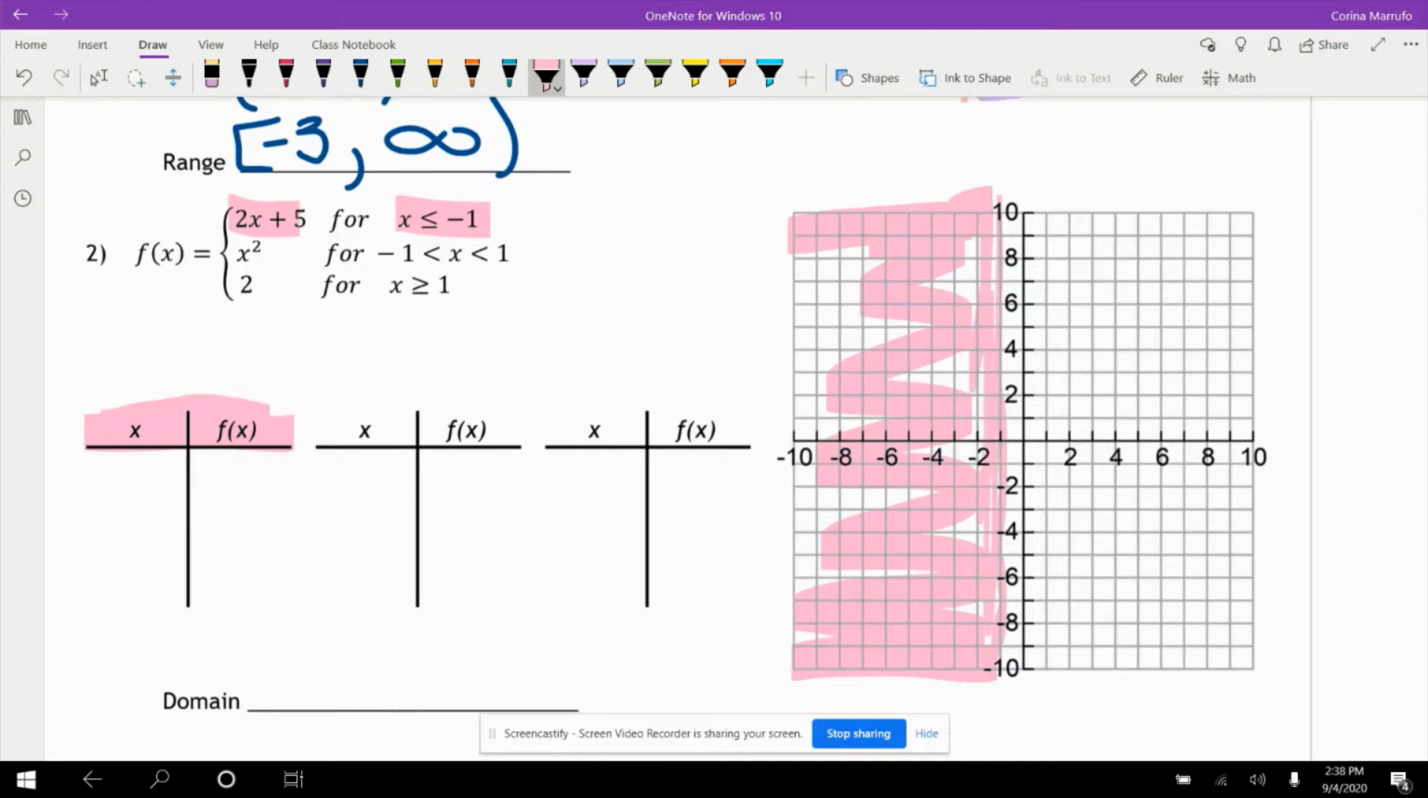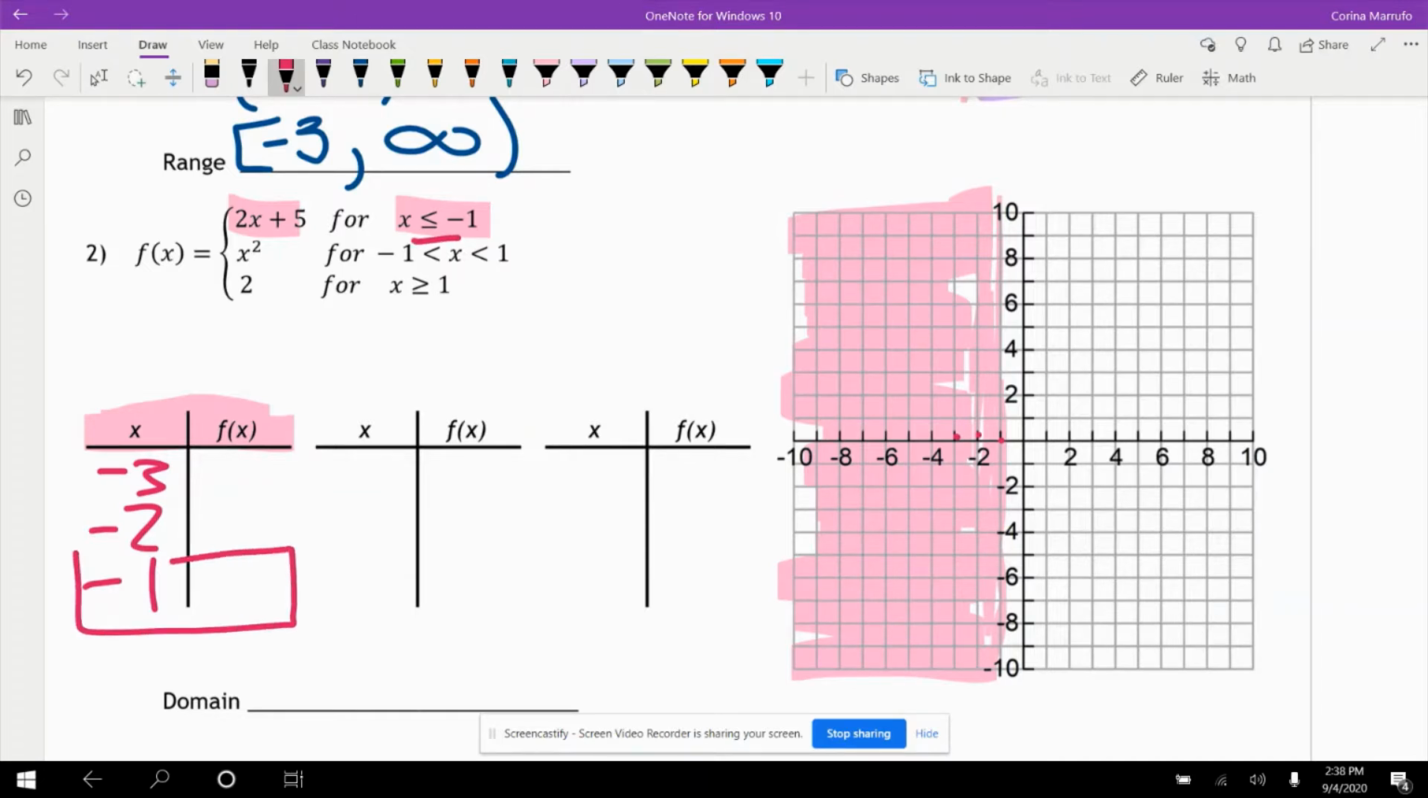Okay, so I have to pick numbers for my table that are less than negative 1, but also include negative 1. So I'm going to pick just 3 points. So let's go ahead and go negative 3, negative 2, and negative 1. And because it does have the equal to sign there, I am going to box this to show that it is going to touch at negative 1. And we're going to go ahead and plug it into the graph.